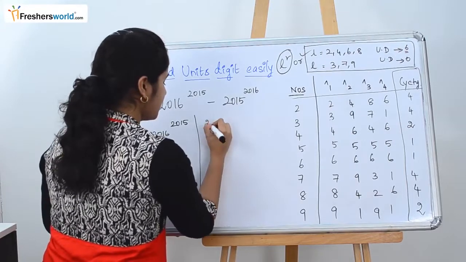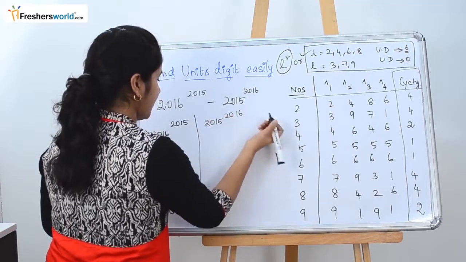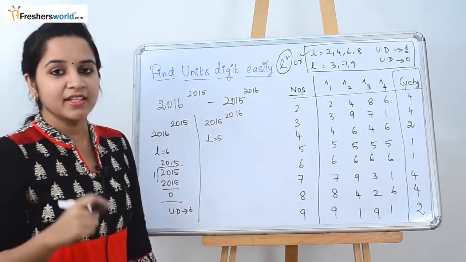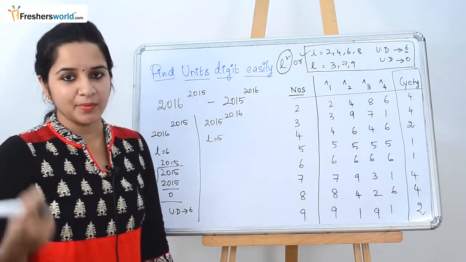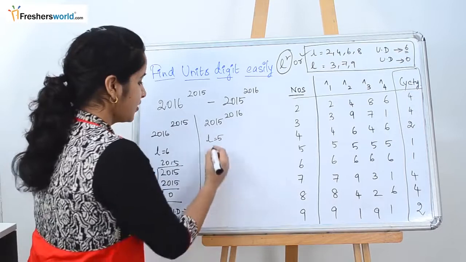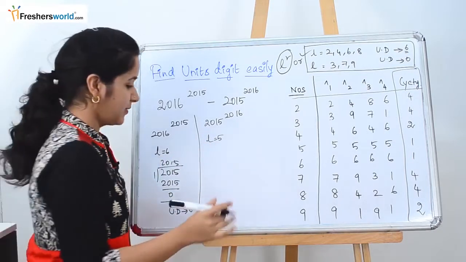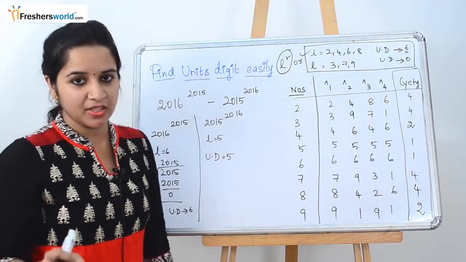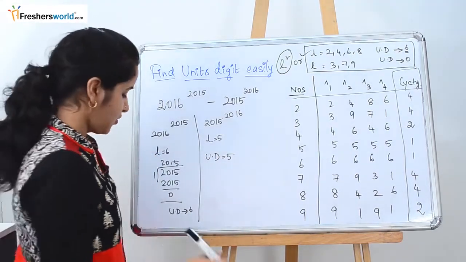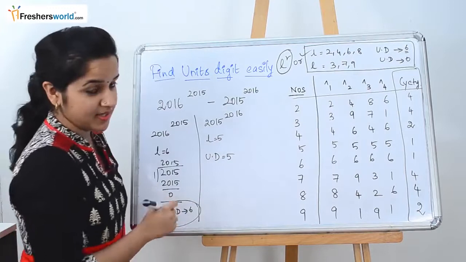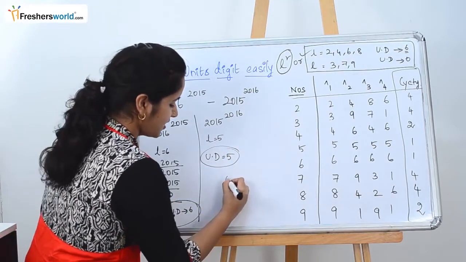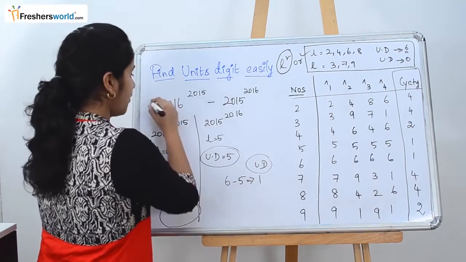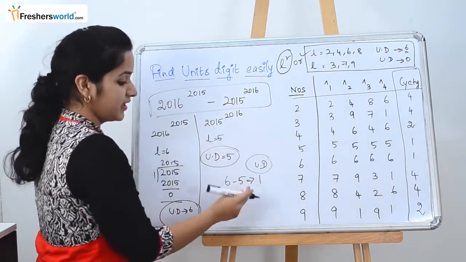For 2015 power 2016, L is equal to 5. In the case of 5, irrespective of whatever the remainder is, your answer is always going to be 5. That means the units digit is always 5. This is an exception only for the number 5. So you know the units digit here is 6 and here is 5. So 6 minus 5 is equal to 1. So the units digit for the overall sum that they have given here is 1.